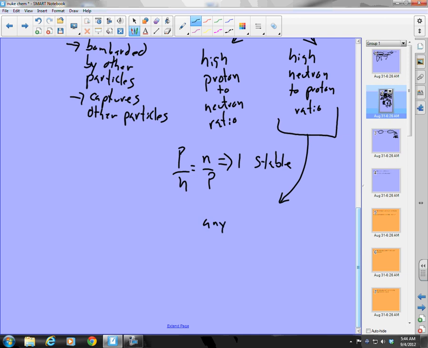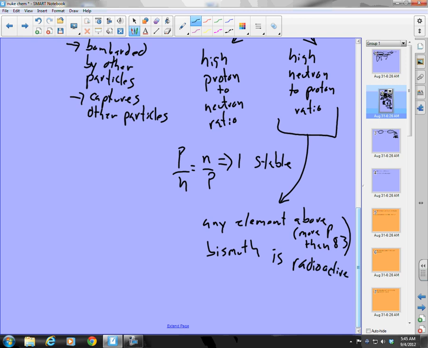Any element above bismuth. What do I mean by above? More protons. And how many protons does bismuth have? 83. Any element with more protons than 83 is radioactive, meaning it has an unstable nucleus. So that's kind of the rule of thumb. Anything greater than 83 on the periodic table is radioactive.